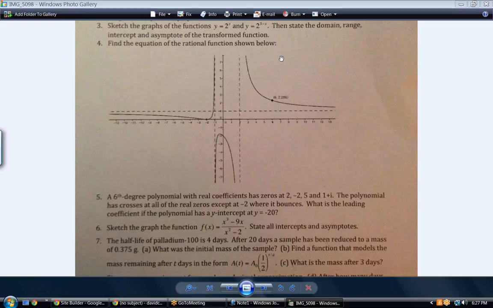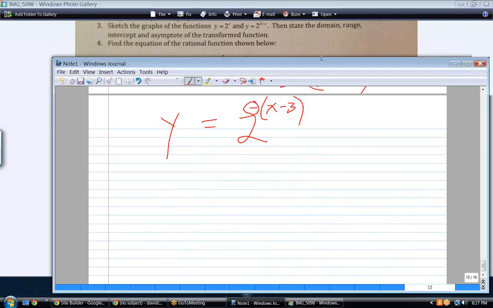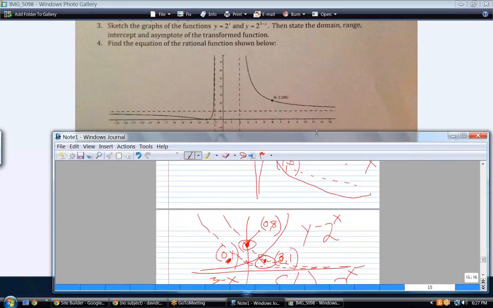Want to look at number 4 briefly? Number 4, I know how to find the intercepts. I did this one in class. The only thing I was confused on is right here. I found the y.